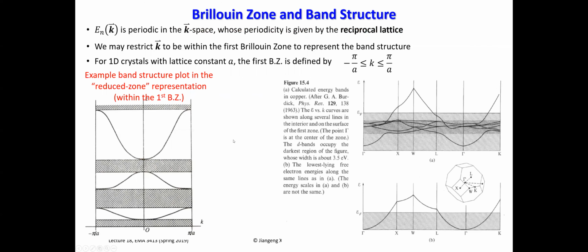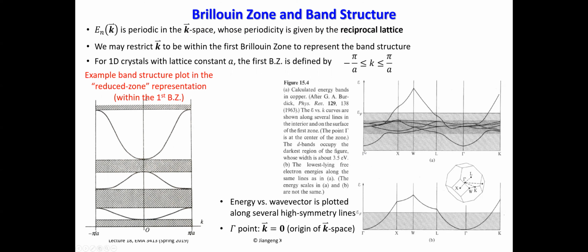In a more realistic situation, this is copper, you see that we have to plot the energy as a function of K in a 3D space, so that obviously is impossible to represent on 2D paper. So typically people plot the energy as a function of K along some of those high symmetry lines, and then stitch them together to form an entire plot. In this case, gamma is the origin of the K space, and X, W, L are some of these high symmetry points on the first Brillouin zone of the structure. Actually, this is the so-called truncated octahedron. This is the Brillouin zone for an FCC real lattice.